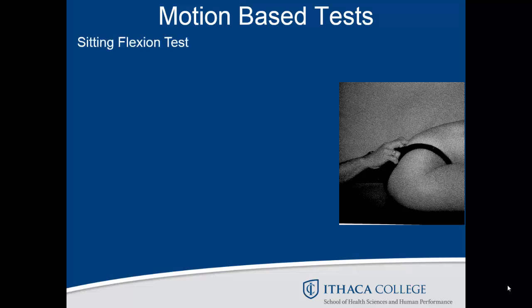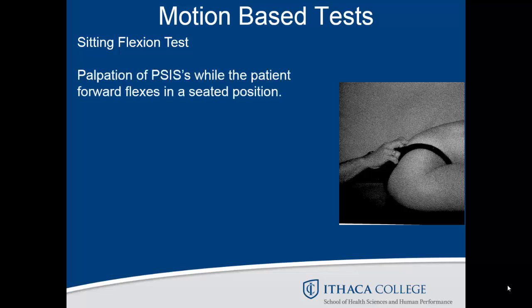So the first motion-based test is called the sitting flexion test. And what we're doing with this test is we're palpating the PSISs. So we're getting thumb hooked under the PSISs on the right and left. The patient's in a seated position.